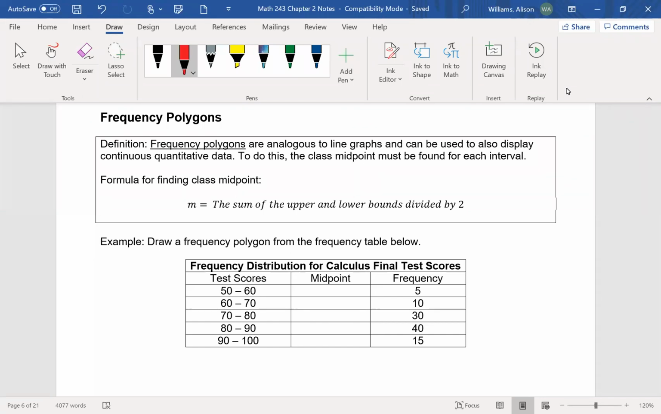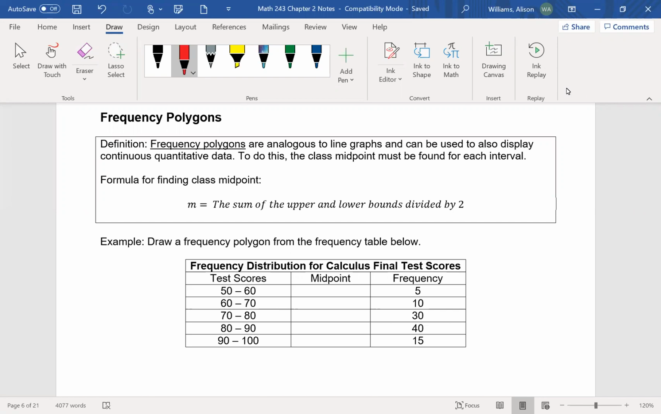So when you're doing a frequency polygon and you're working with continuous data, that means data that has decimals. That means we're usually talking about intervals like this example below. And therefore, in order to plot a point, we're going to have to find a midpoint for each interval. So the formula for finding the midpoint is the sum of the upper and lower bounds divided by 2. Now, as this is, most people would just do 50 plus 60 divided by 2 and get 55. That is completely reasonable. However, our book does make a distinction.